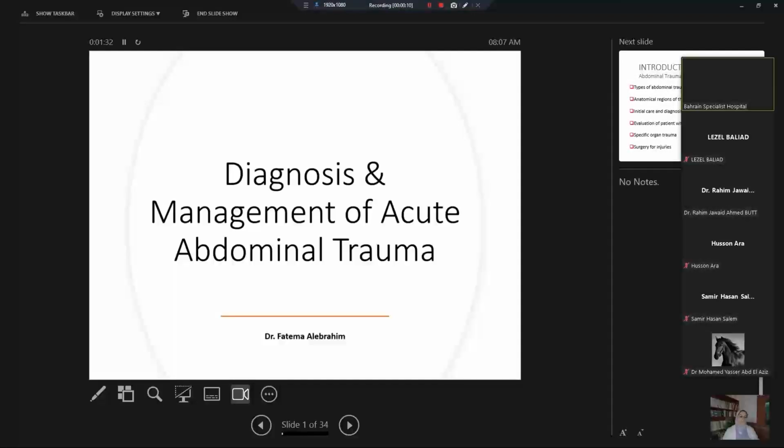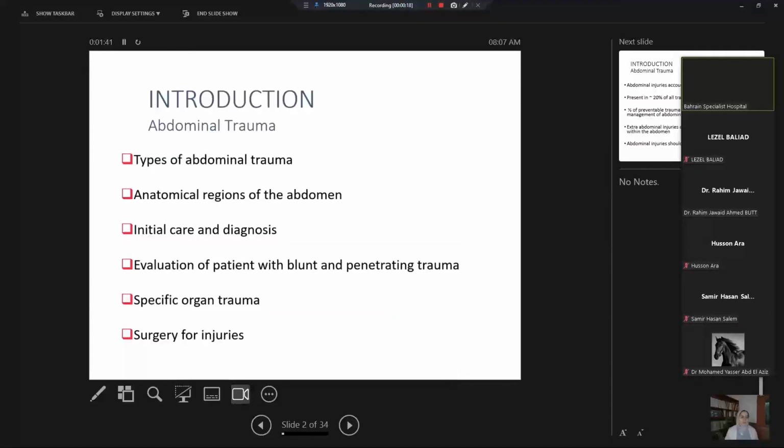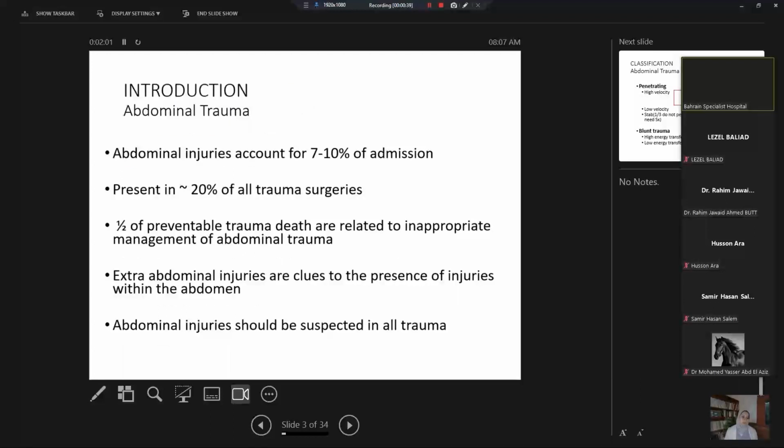Good morning, everybody. Today we will be talking about the diagnosis and management of acute abdominal trauma. These are the points we will be discussing today. We will be talking about the types of abdominal trauma, the anatomical regions of the abdomen, initial care and diagnosis, evaluation of patient with trauma, and then specific organ trauma and surgery.